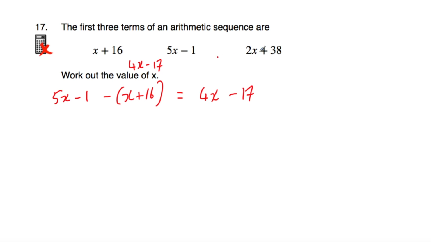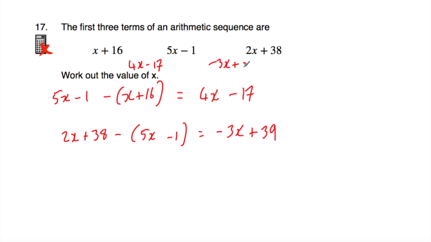Now let's find the difference between these two terms. So we're going to do the third term, which is 2x plus 38. And we have to do the third term, take away the second term. So then take away 5x minus 1. Close brackets. Now 2x take away 5x would be minus 3x, and then we've got 38 minus 1. So it's going to be 38 plus 1, which is 39, so plus 39. So the difference between these terms is minus 3x plus 39, because if you've got 5x and you add minus 3x, you get to 2x, and if you've got minus 1 and you add 39, you get to 38.